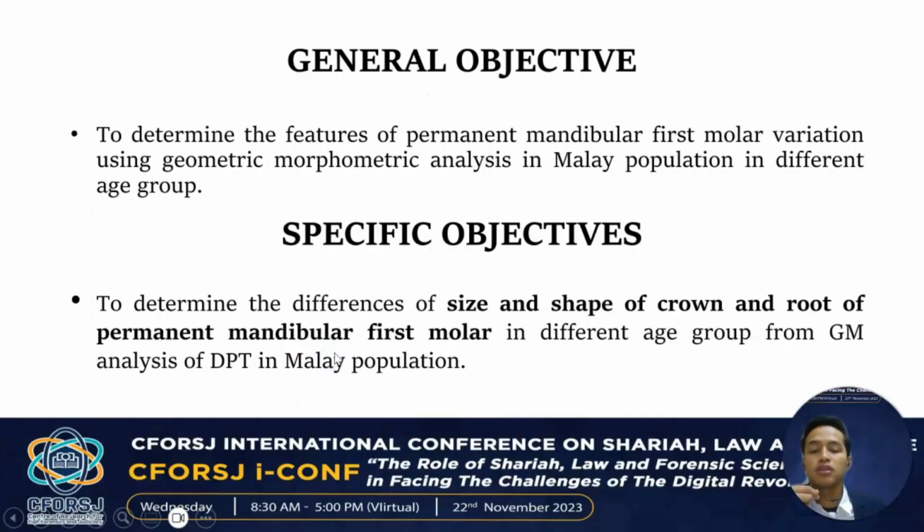The general objective of our research is to determine the features of permanent mandibular first molar variation using GM analysis in the Malay population in different age groups. The specific objective is to determine the differences in size and shape of the crown and root of the permanent mandibular first molar in different age groups from the GM analysis of the DPT in the Malay population.